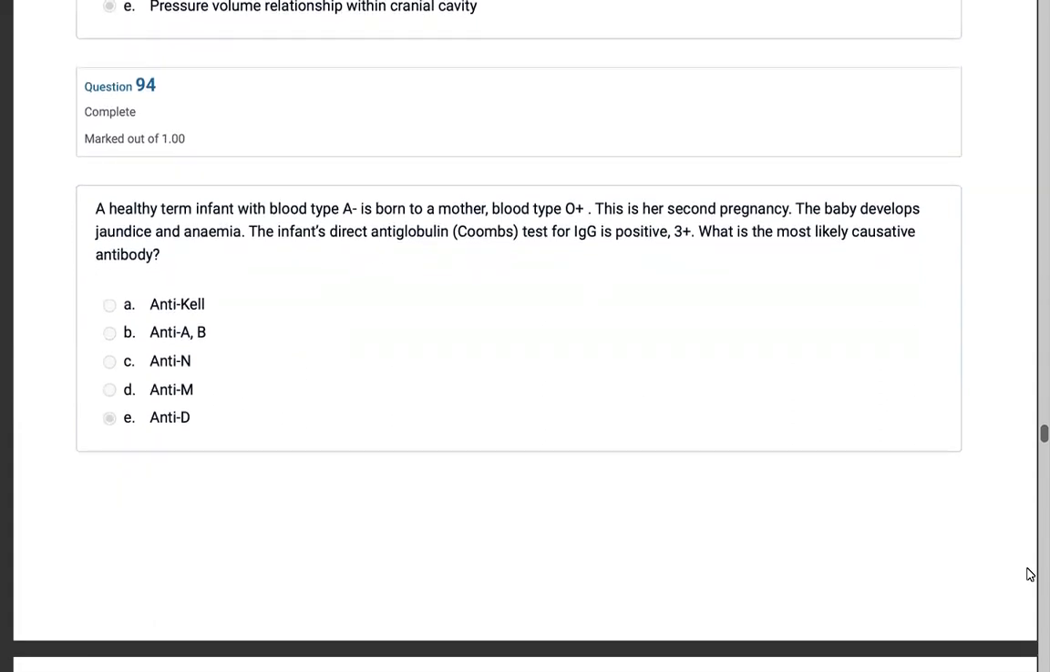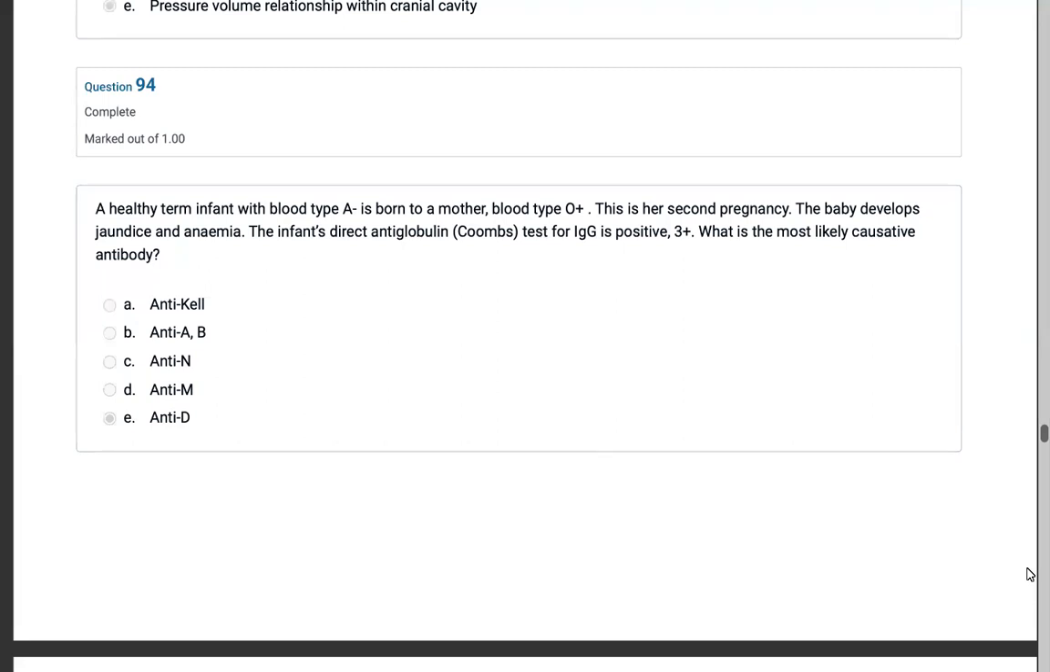So question 94. A healthy term infant with blood type A minus is born to a mother of blood type O. This is a second pregnancy, and the infant has jaundice and anemia. So the question is, what's the most likely antibody involved there? As last time, we talk about what antibodies are in the mother that lead to the attack on the child.